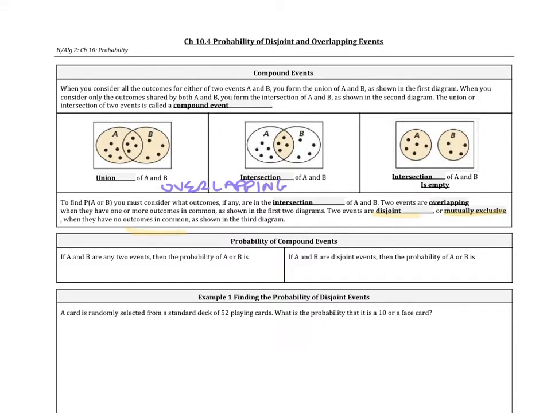So the intersection of A and B is empty. They have nothing in common. So this is what we call disjoint.